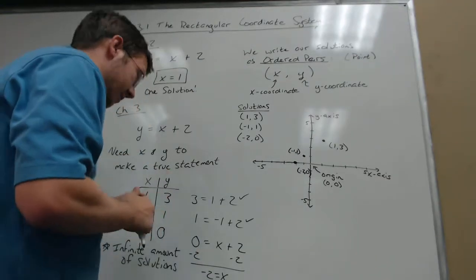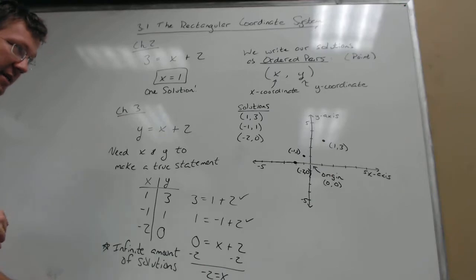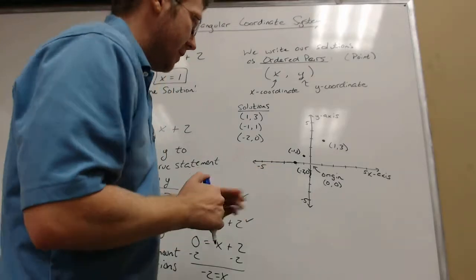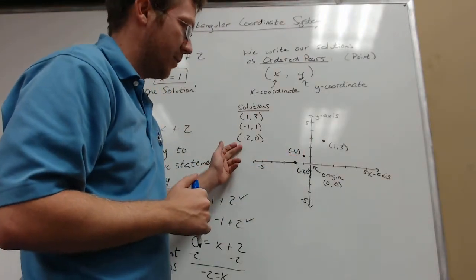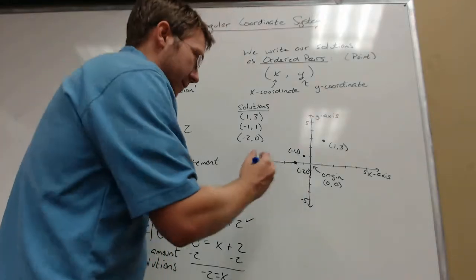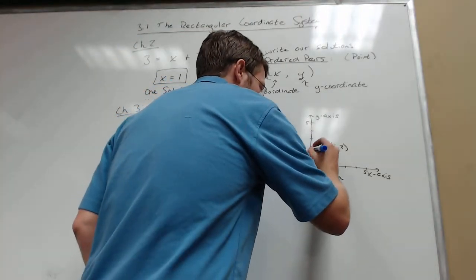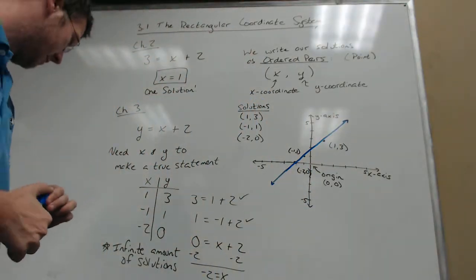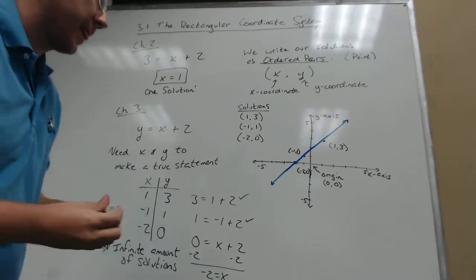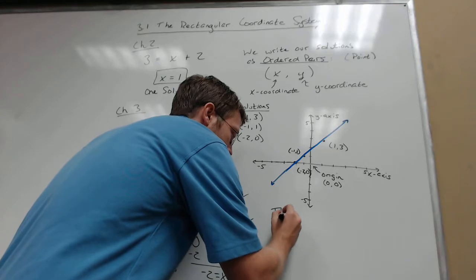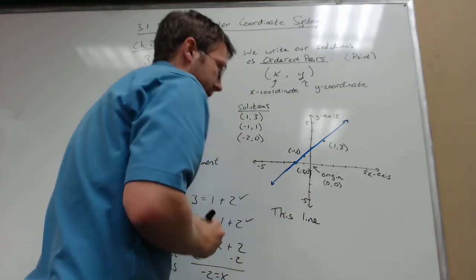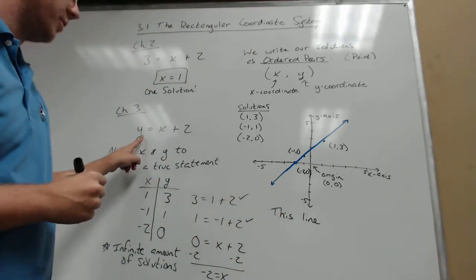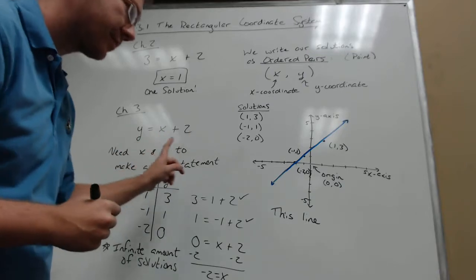What you can notice now, if your graph is to scale and not all wacky in terms of going right and left, and you have even spaces in between, is that these three solutions that you came up with, and even if you came up with more, all the solutions you would come up with, if you connected the dots, should create a straight line. And this line represents every single solution to the equation over here, y equals x plus 2. So that's what I'll put down here.